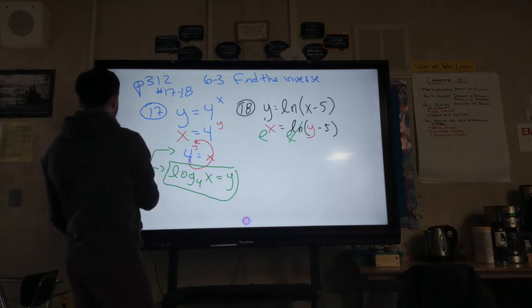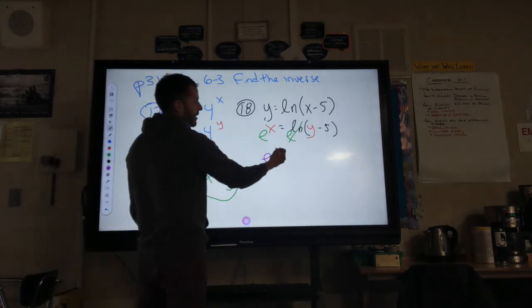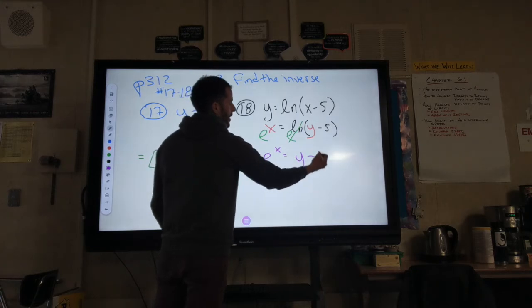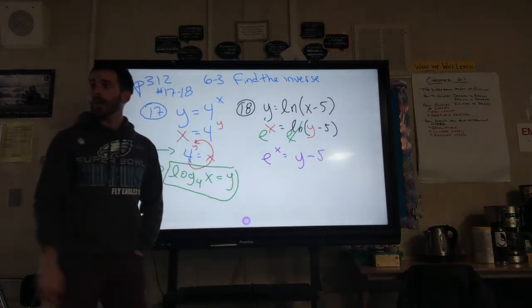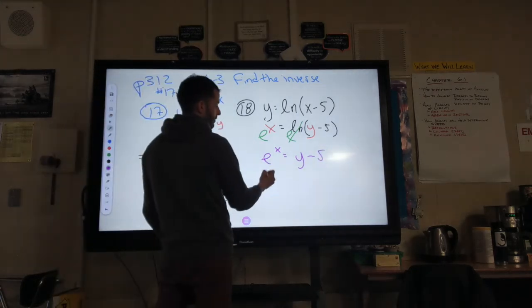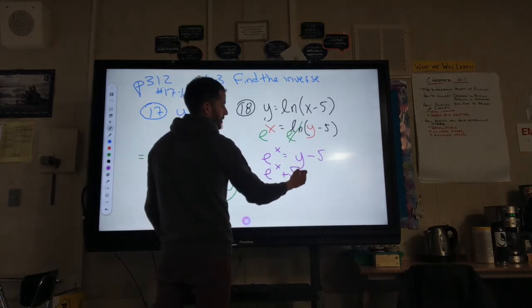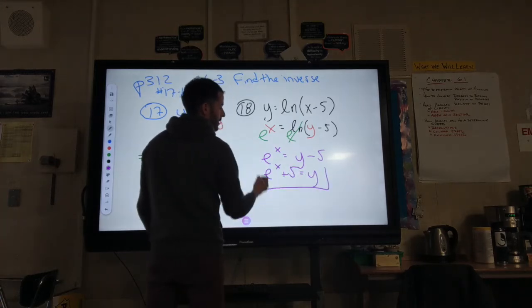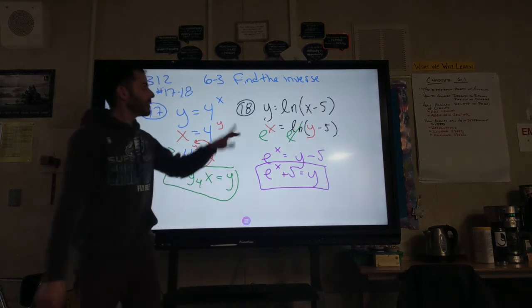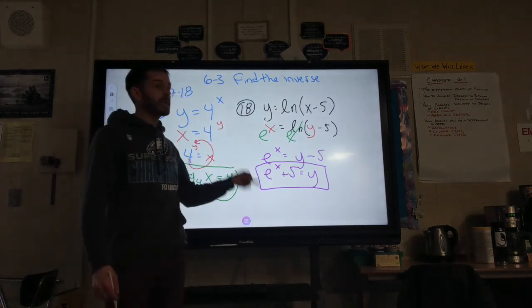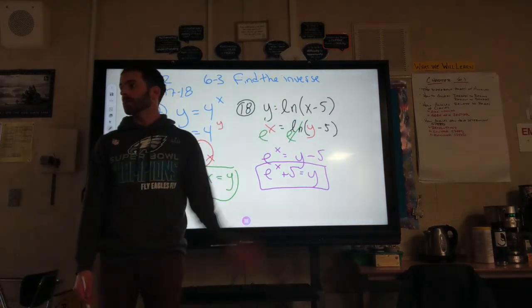So we just have e to the x equals y minus 5. And we just need to get y by itself. So we're going to add 5 to both sides. And here is your inverse. The inverse of ln's should have e's. The inverse of e's should have ln's, by the way.